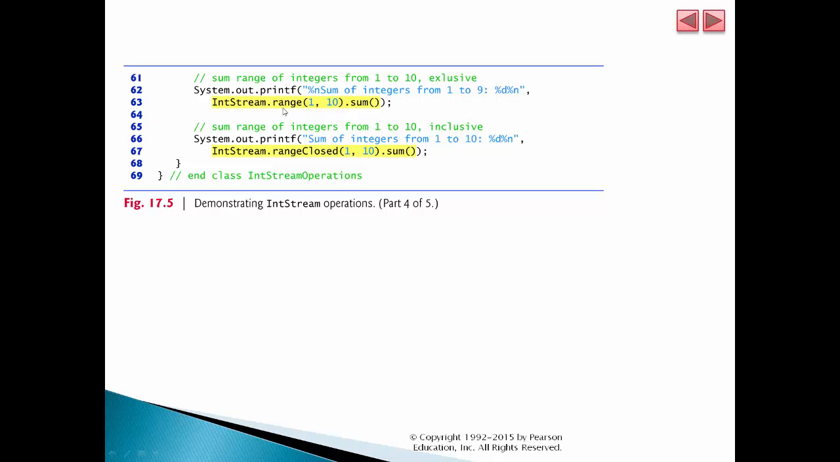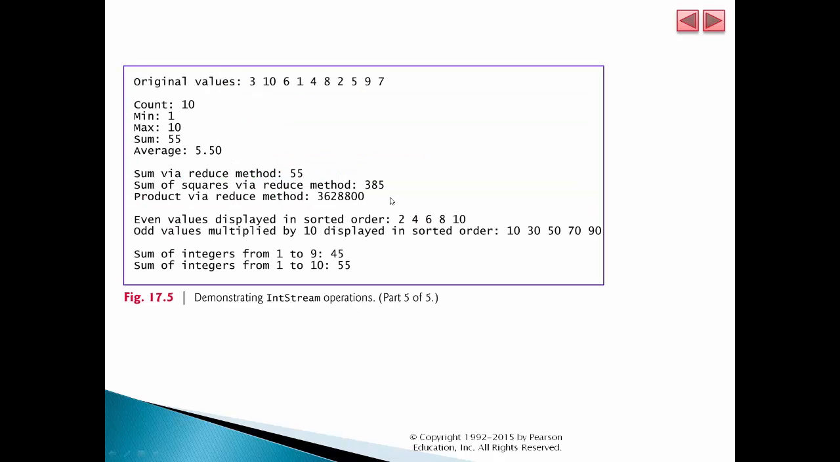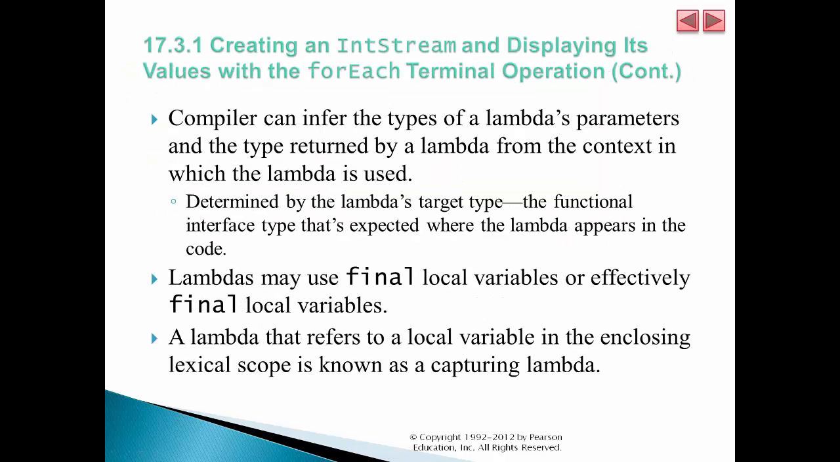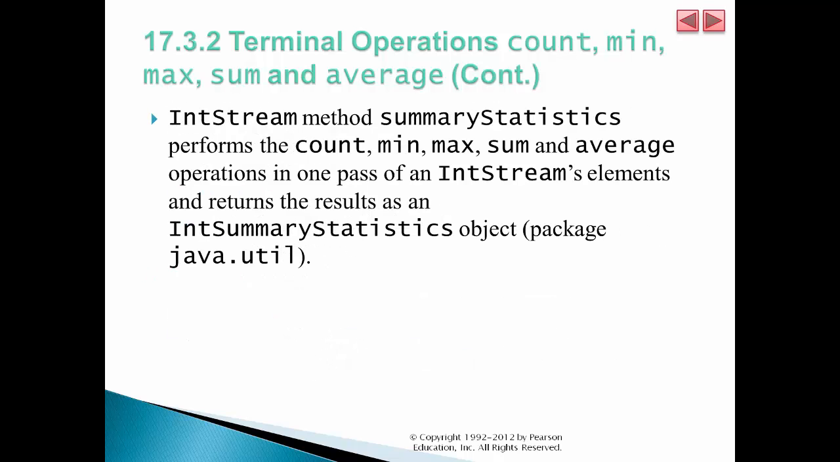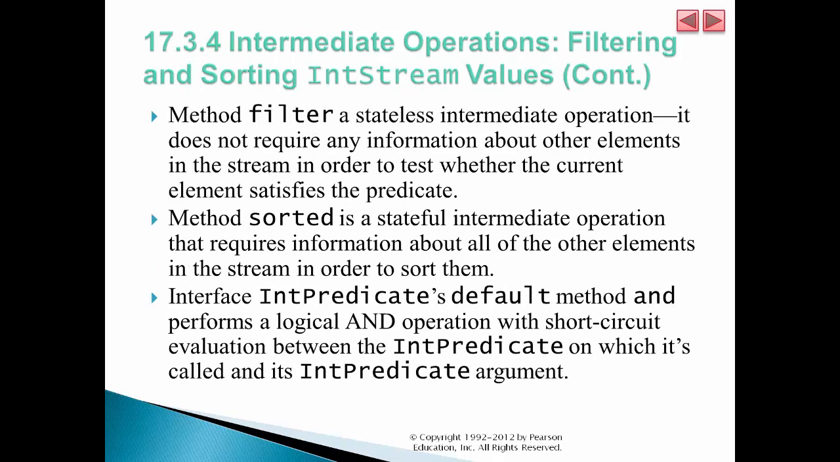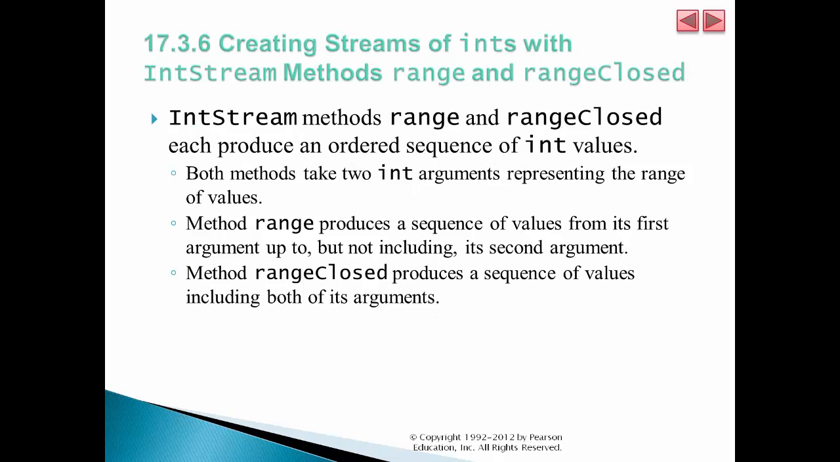If you want an array of numbers from 1 to 9, instead of using sum here, you have to say toArray, and it gives you an array of numbers from 1 to 9. Range generates a stream, and then you can apply any intermediate operation or a terminal operation to this stream to get the result that you want. Good, so we talked about all these things, and you can read about it in the slides.